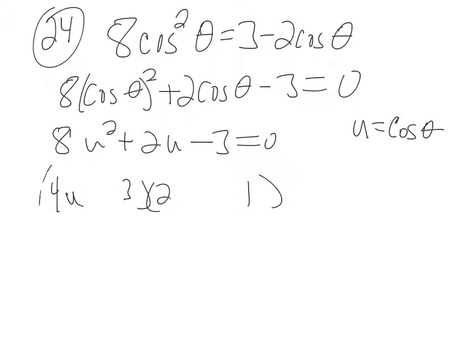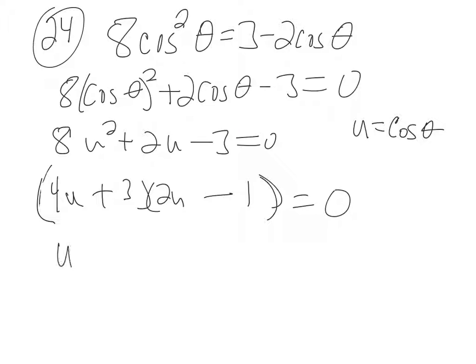So 4u and 2u. Let's see, I think we've got a solution here. This would be 6u. That would be negative 4u. 6 minus 4 is positive 2. And we get negative 3. We're good. That's how that factors.